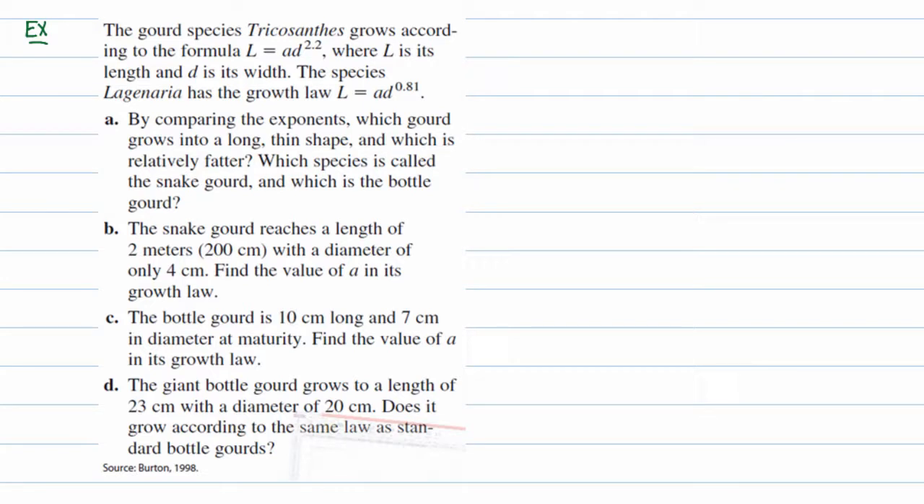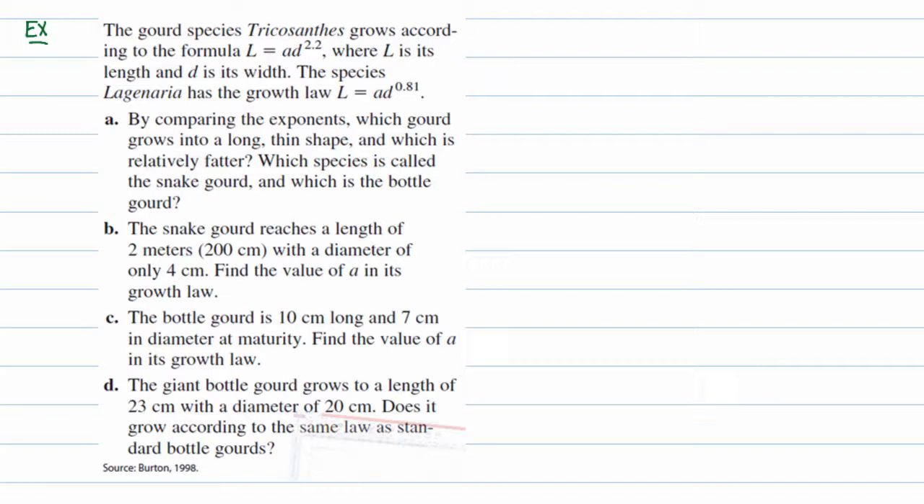Again, this is an example from the Yoshiwara text, Modeling Graphs and Functions. The gourd species, so you know what a gourd is. A gourd is like a squash or a zucchini or pumpkin, right? The gourd species Trichosanthes grows according to the formula L equals A D raised to the 2.2 power, where L is its length, D is the width. So essentially we have a relationship between the length and the width of the gourd.